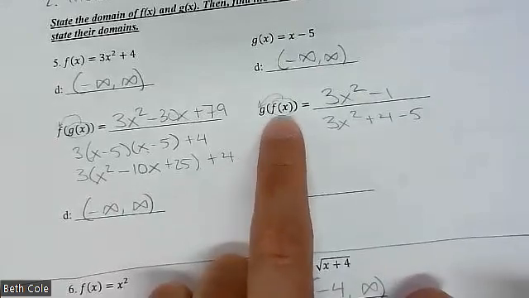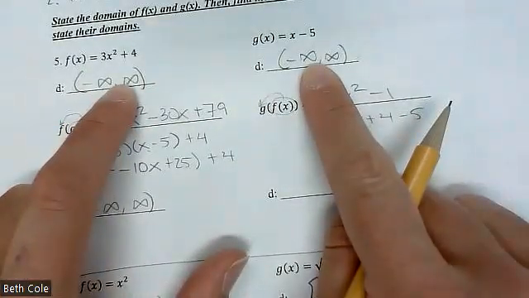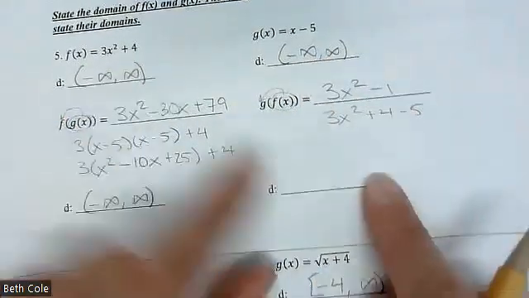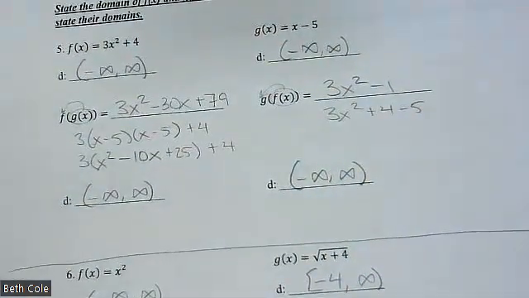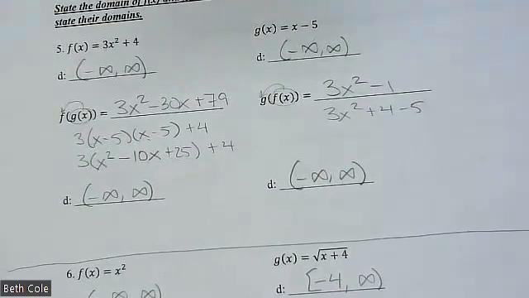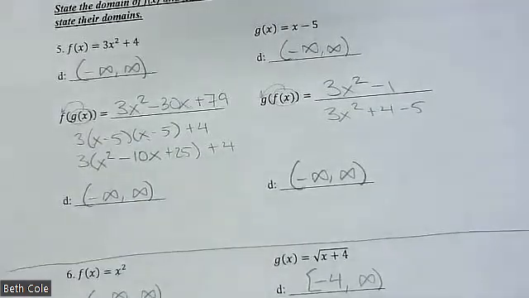And it's going to be the same for g of f. If both of these are good to go, they don't have any rules, then this domain is also going to be, does that make sense? Like if neither of the functions had anything wrong, then when you put them together, you're still not going to have any rules. Okay.